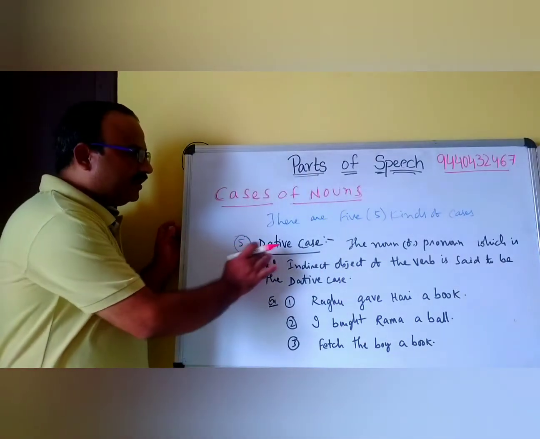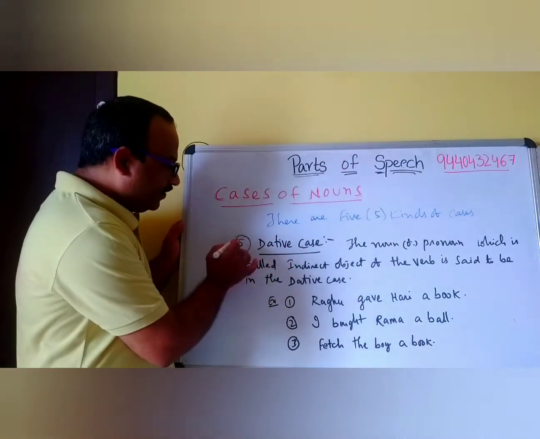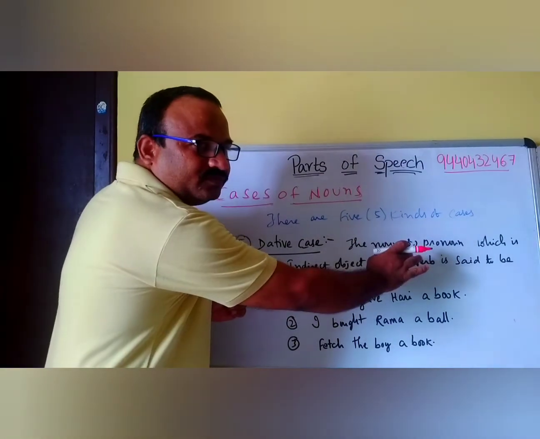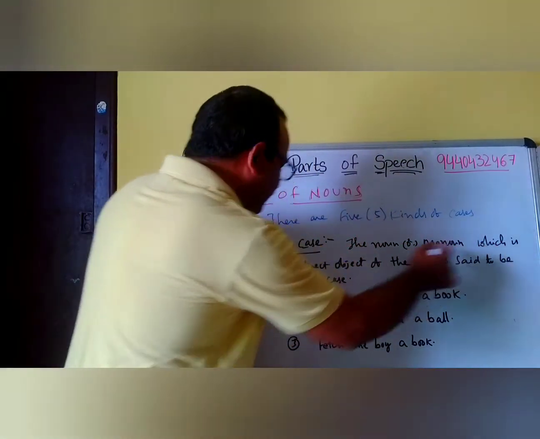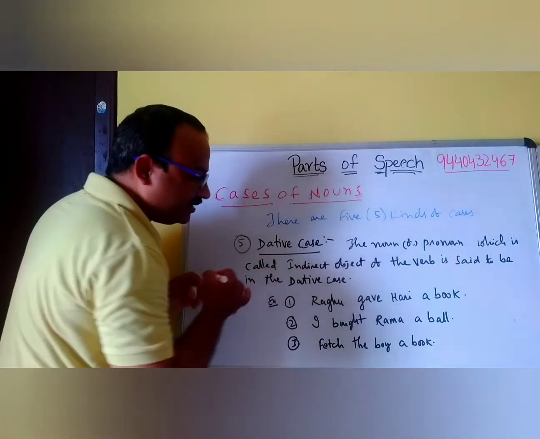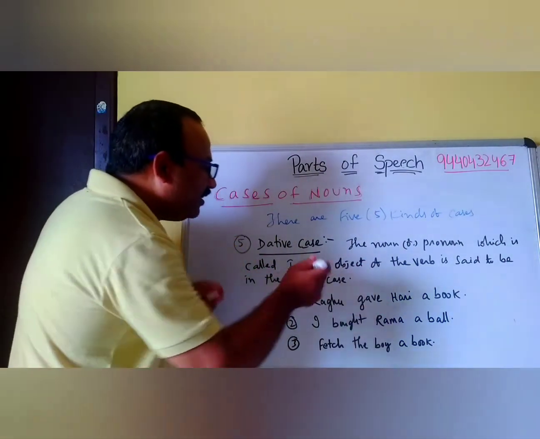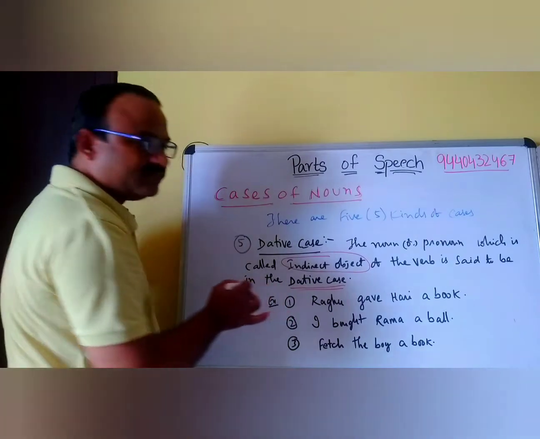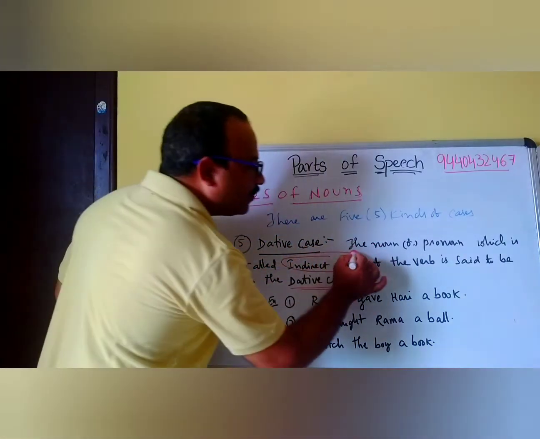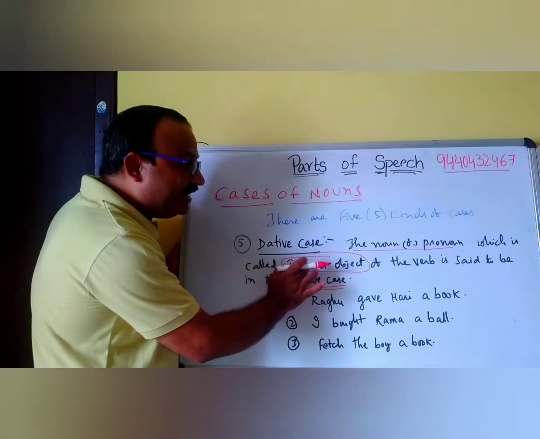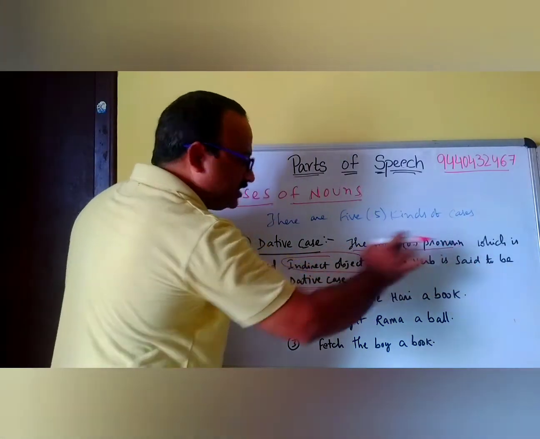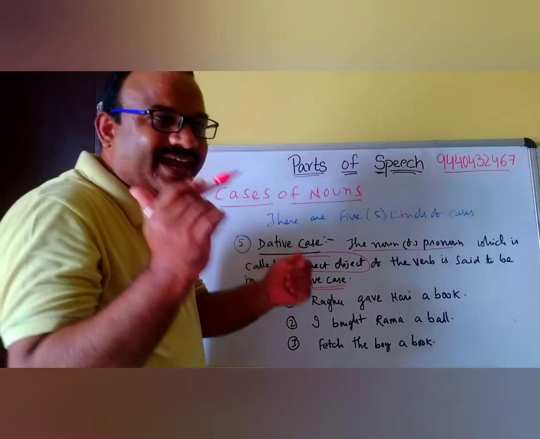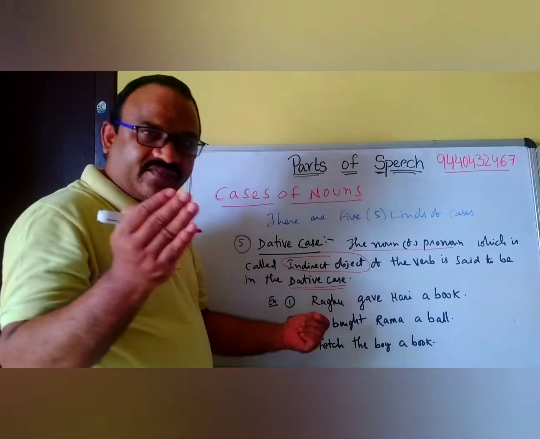Now fifth one, dative case. See, fifth one, dative case. Dative case means the noun or pronoun which is called the indirect object of the verb is said to be in dative case. Once again, the noun or pronoun which is the indirect object of the verb is said to be in dative case. So what is the indirect object and what is the direct object in the given sentence?